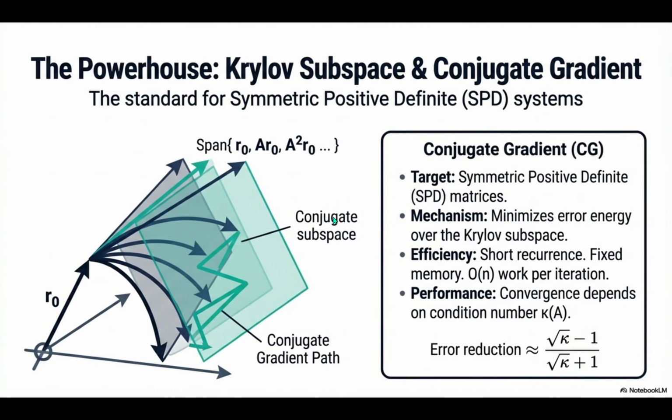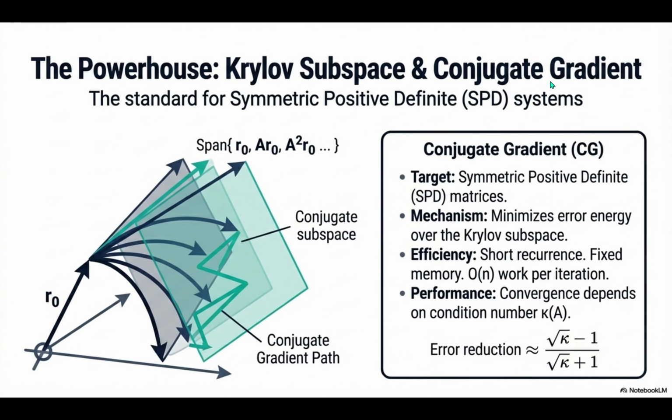Instead of just updating based on the very last step, Krylov's methods build a search space. They use the history of the errors, they remember where they've been, and they use that to build a map of the problem as they solve it. And the king of this hill seems to be conjugate gradient, or CG.